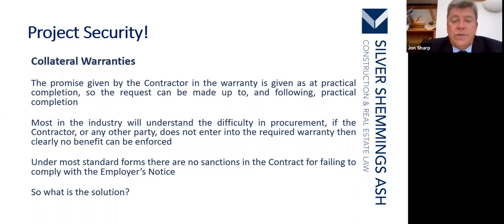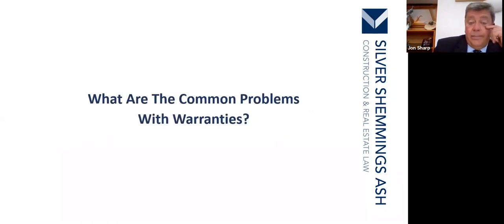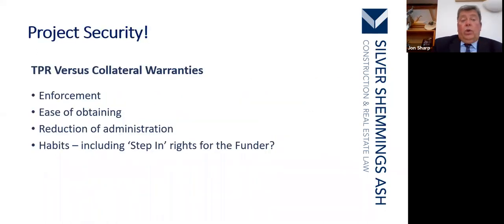Under most standard forms, there are no sanctions on the contract for failing to comply with the employer's notice. There aren't. So you're going to go to court or to adjudication, all of which is costly. So what's the solution? Well, TPR versus collateral warranties, enforcement, ease of obtaining, reduction of administration habits, including step-in rights for the funder.